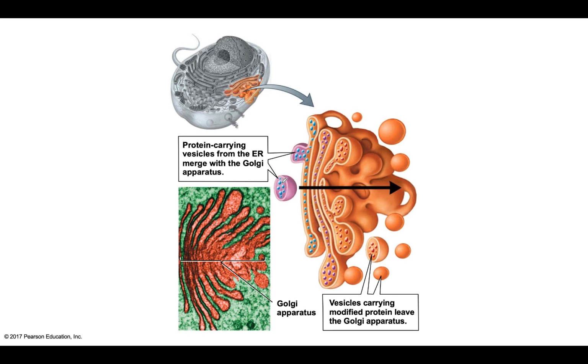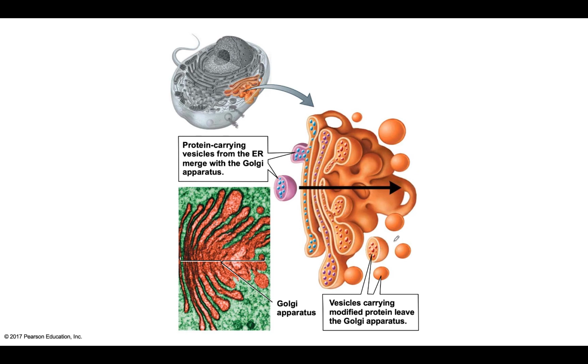Protein carrying vesicles from the ER merge with the Golgi apparatus. This is a phospholipid membrane, they get together and they merge, they fuse. Then the content inside the vesicle is going to discharge into the Golgi apparatus. Then those proteins are modified inside the Golgi apparatus.